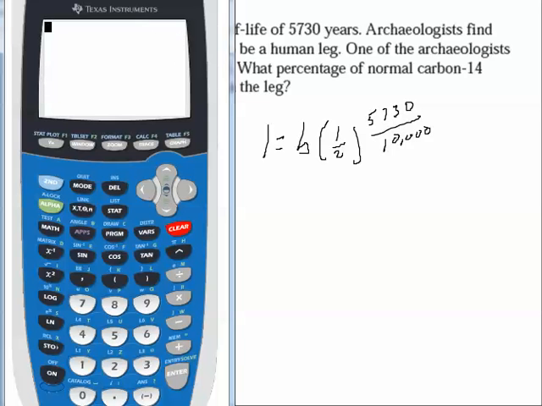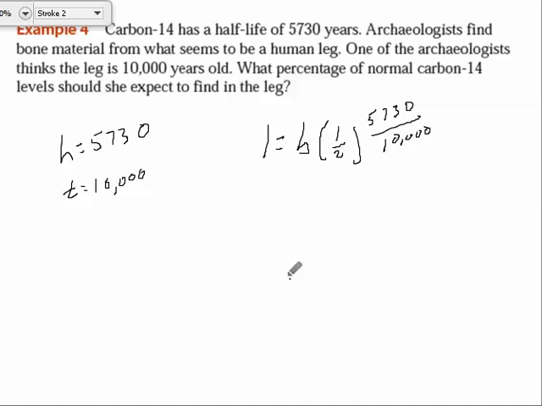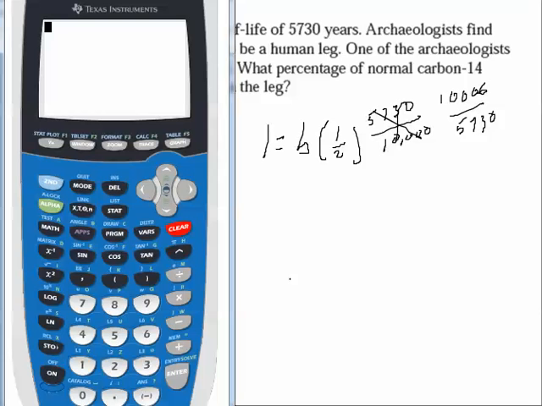Stop. Okay, I wrote them down correctly here. H is this, T is this, and then I reversed them there. I'm sorry, it's 10,000 divided by 5730. It helps when you do your thinking online. No, never helps. Okay, so here we go.